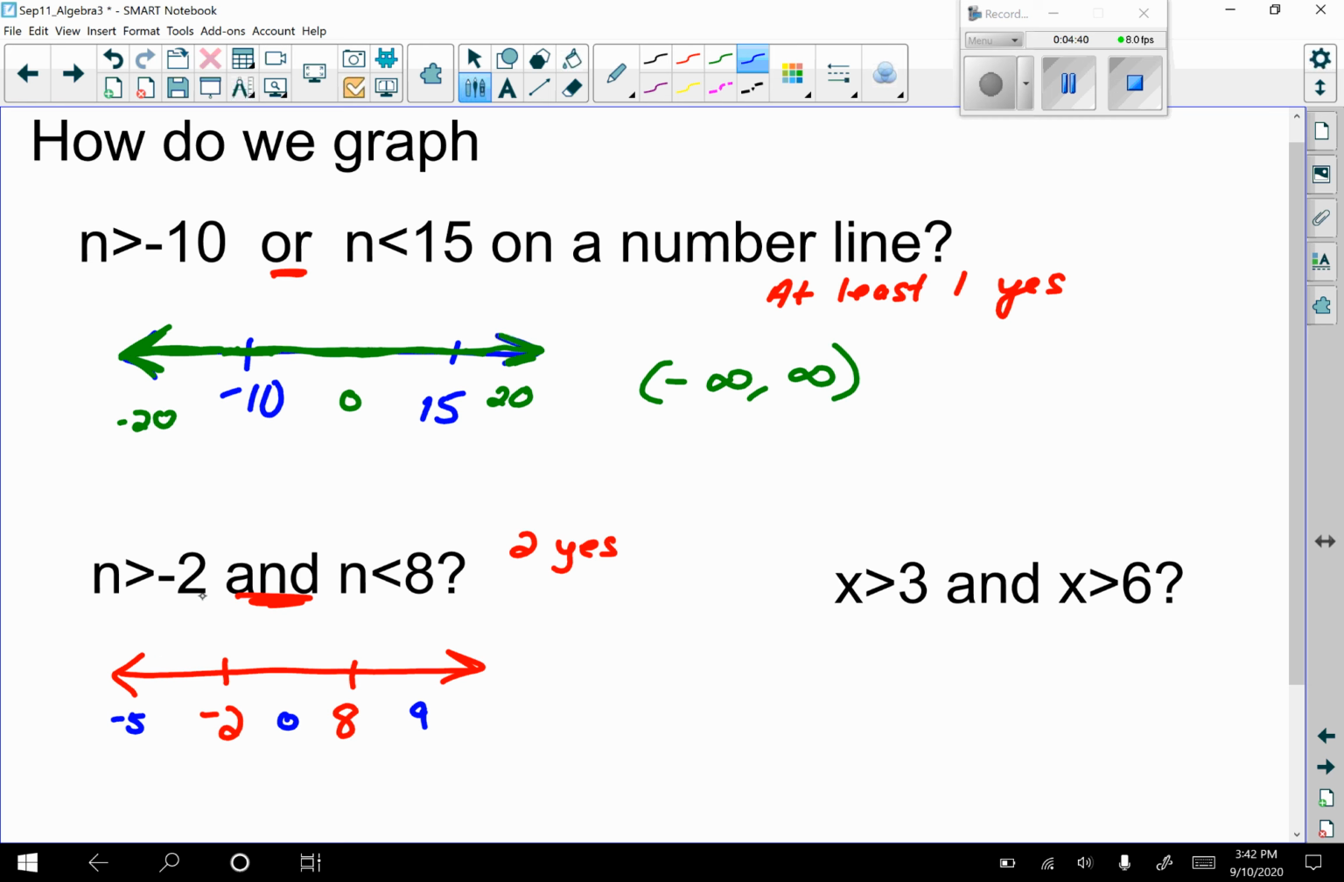Is 0 greater than negative 2? Yes. Is 0 less than 8?